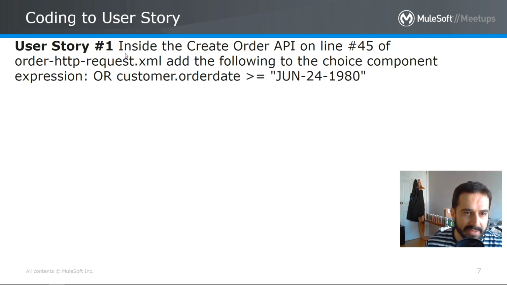In the first one, I have: insert the create order API on line 45 of the order HTTP request.xml file and add the following to the choice component expression, or, and then there's a condition. Essentially you go to line 45 of this exact file and add this extra condition to a choice component that should be there on line 45. So the question I have is, how long do we think that this task will take?